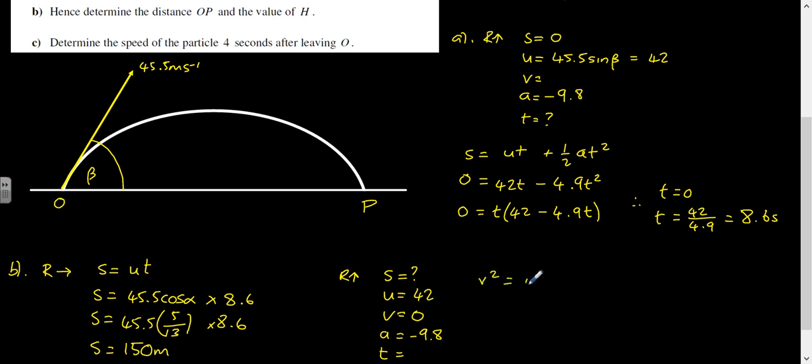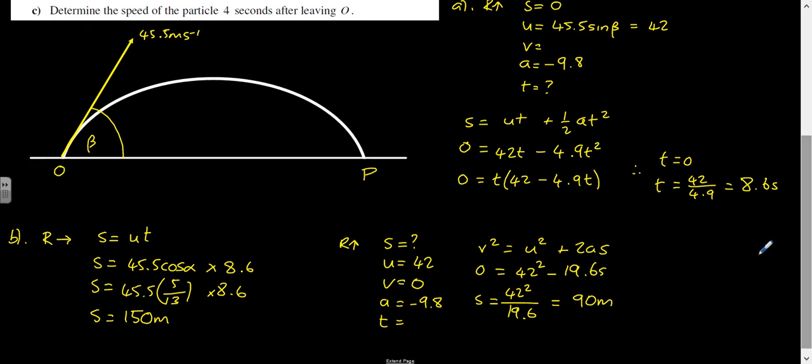So I'm going to use v squared equals u squared plus 2as. So 0 is 42 squared minus 19.6s. So s is 42 squared divided by 19.6, which we can very quickly work out is 90 meters. So the greatest height reached above the ground is 90 meters.